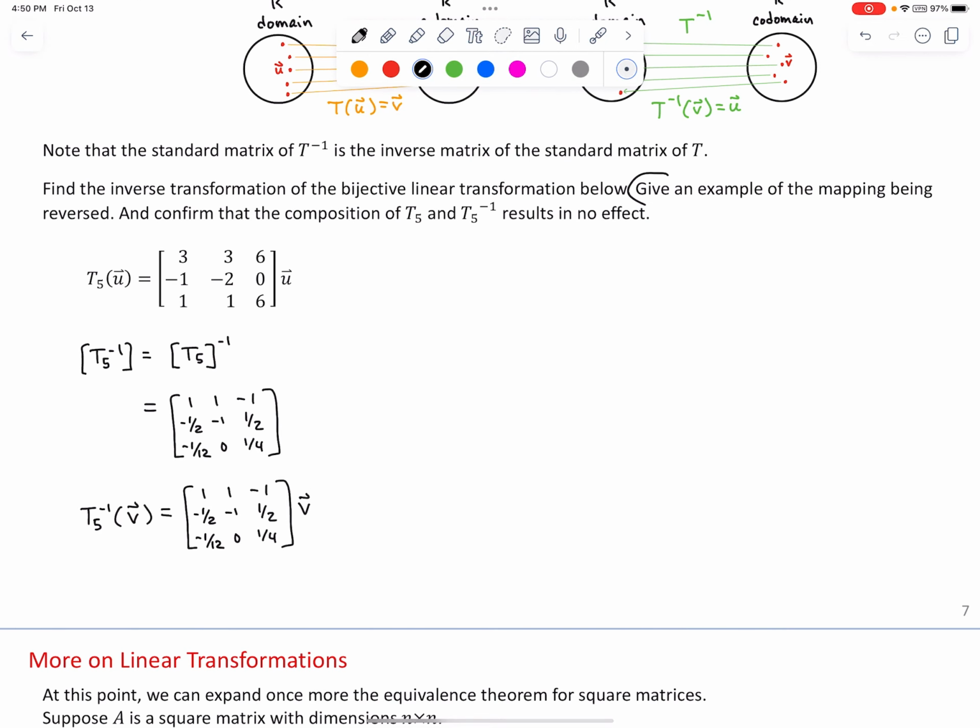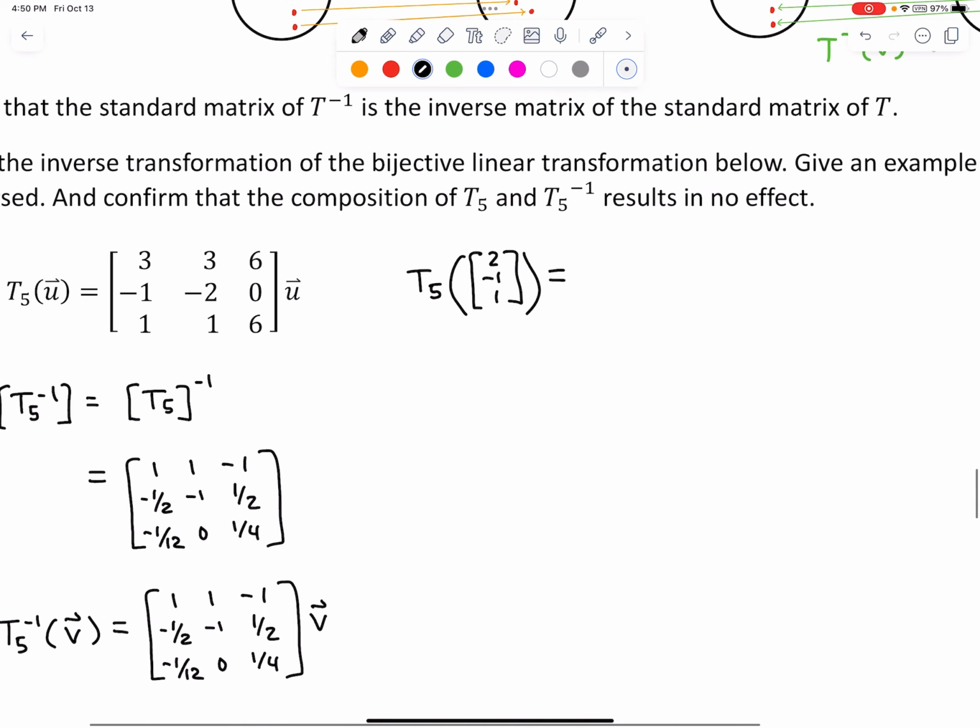Now we're going to give an example of the mapping being reversed. We'll pick a random input vector, plug it into T5, get an output vector, and then plug that output vector into T5 inverse and see what happens. For example, let's compute T5 of the vector 2, -1, 1. To get the output vector, we simply take this input vector 2, -1, 1 and multiply it to this matrix right here. And this gives us the result 9, 0, 7.